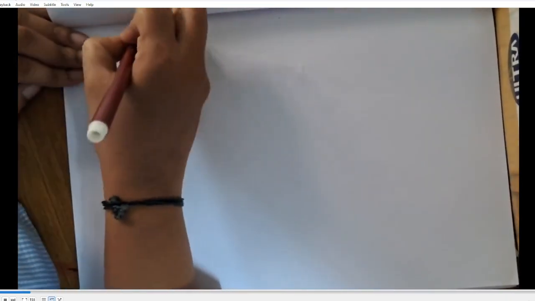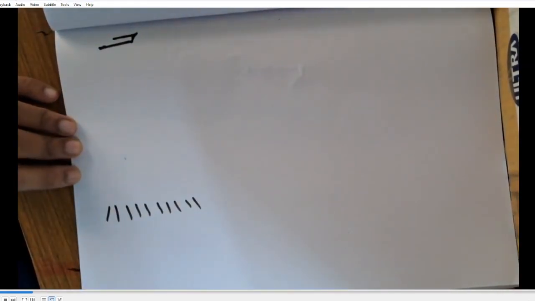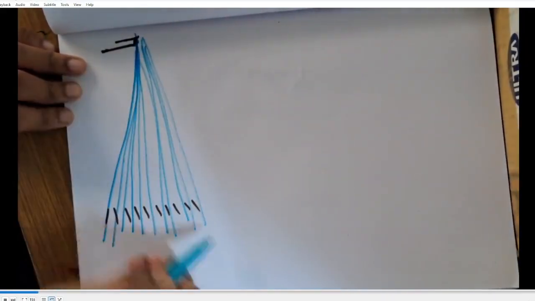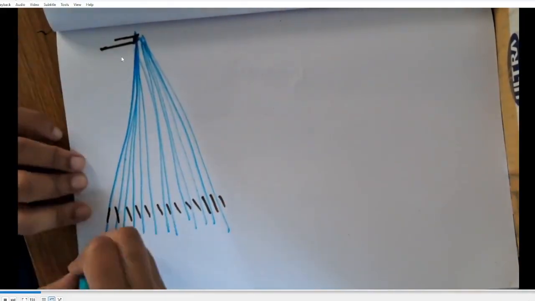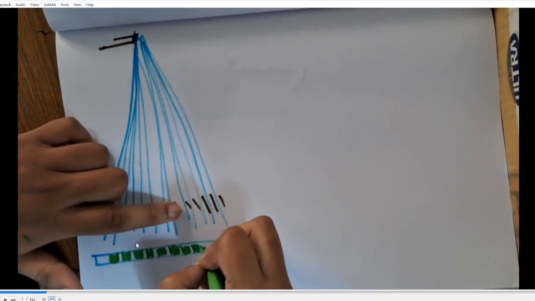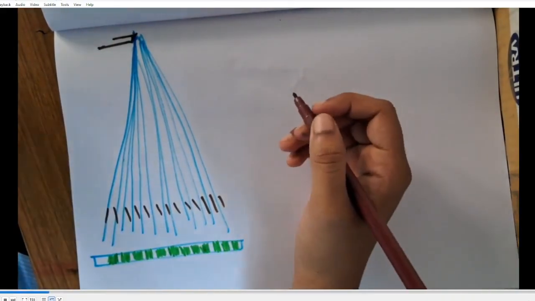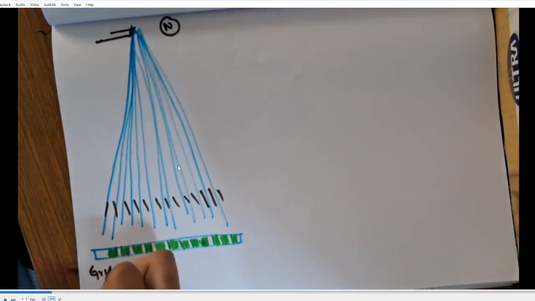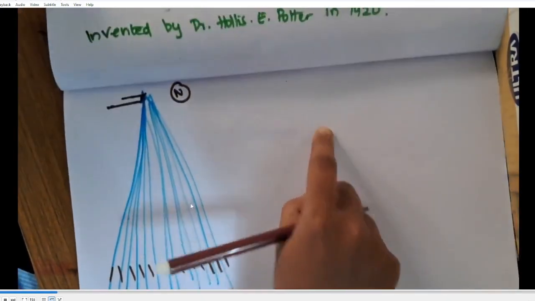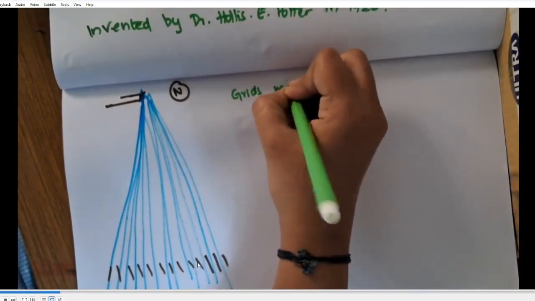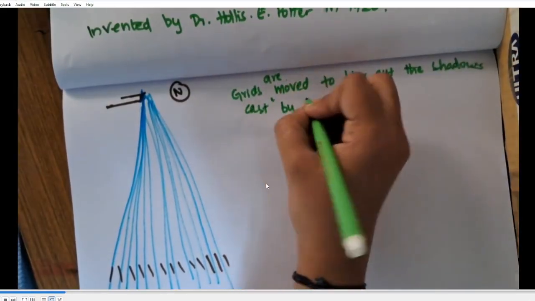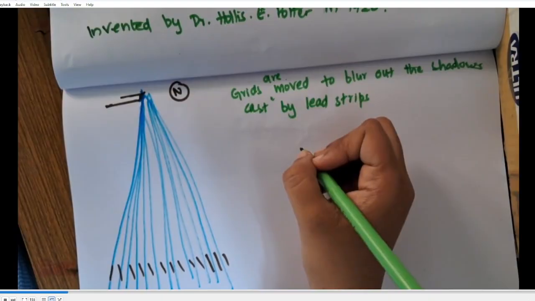In moving grids, the grids are moved to blur out the shadows cast by the lead strips. So this is the grid and this is the X-ray tube. This is the primary radiation. There are some shadows which are cast by these lead strips. Normally, the grids cast shadows due to some empty space where the radiation does not pass. So grids are moved mainly to blur out the shadows cast by the lead strips.